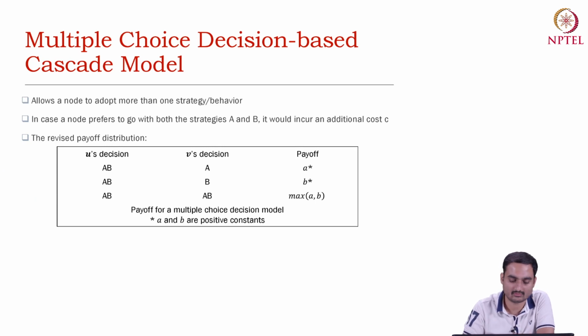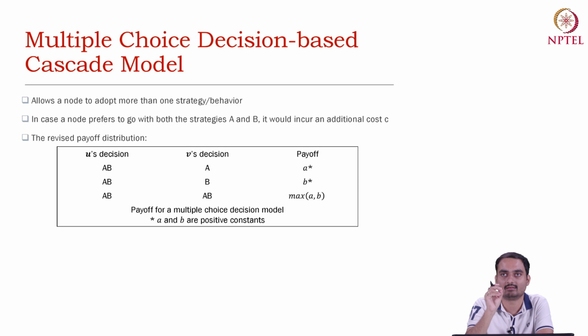Okay. Now let's look at a bit different game. Here you can choose both A and B at the same time, okay? So you can actually choose multiple strategies. Now what would be the payoff in this case? So the payoff would be as follows.